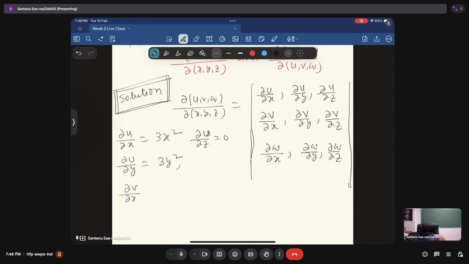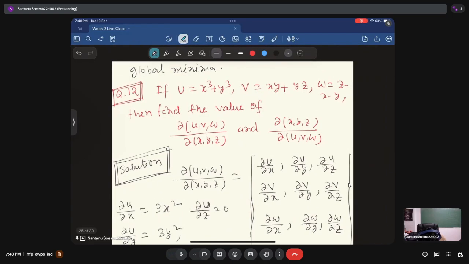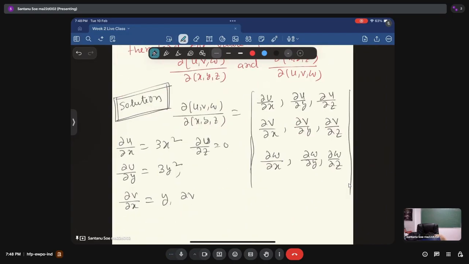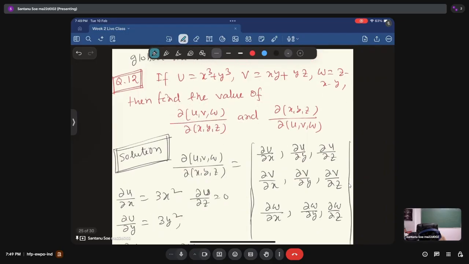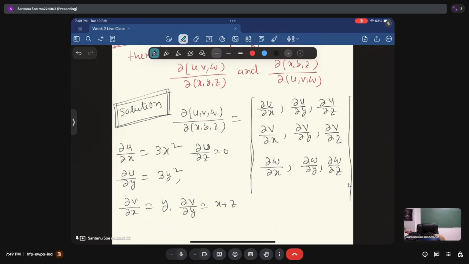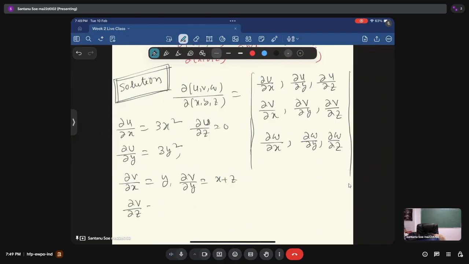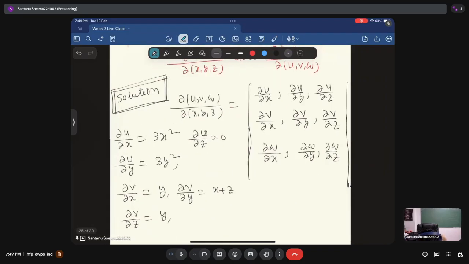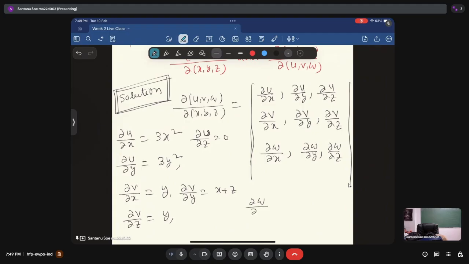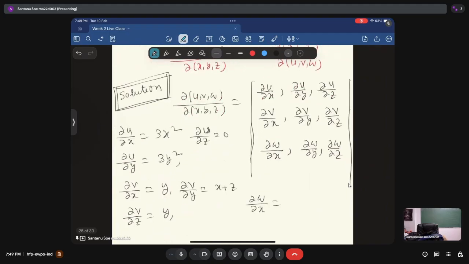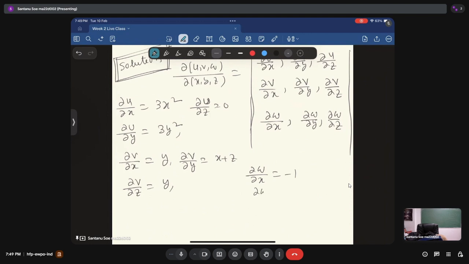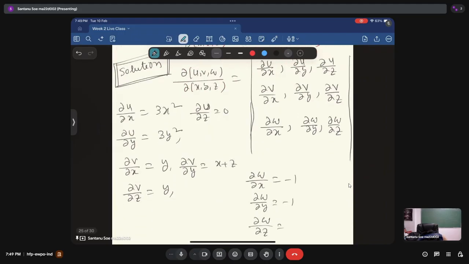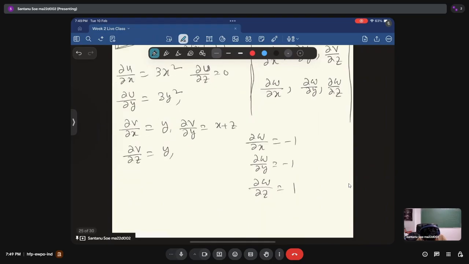Similarly, del v del x is y, del v del y is x plus z, and del v del z is y, and del w del x will be -1, del w del y will also be -1, and del w del z will be 1. Okay.